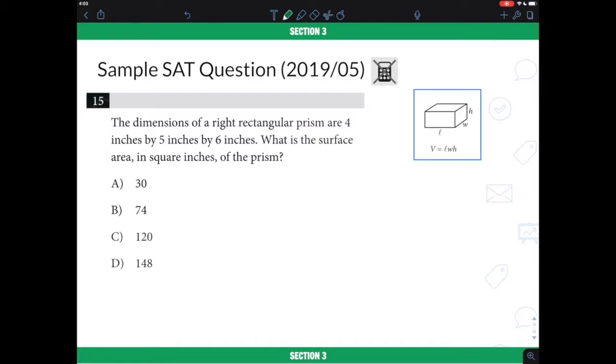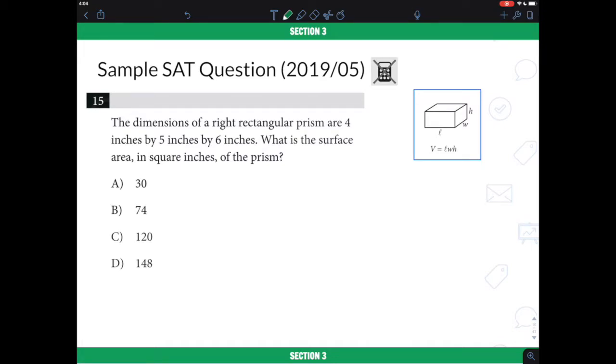On the right-hand side you see a little diagram that I boxed in blue. It's given on the first page of the exam, so you don't have to memorize it, but as a high school student taking the SAT, this should be part of your common sense: the volume of a rectangular prism is length times width times height.